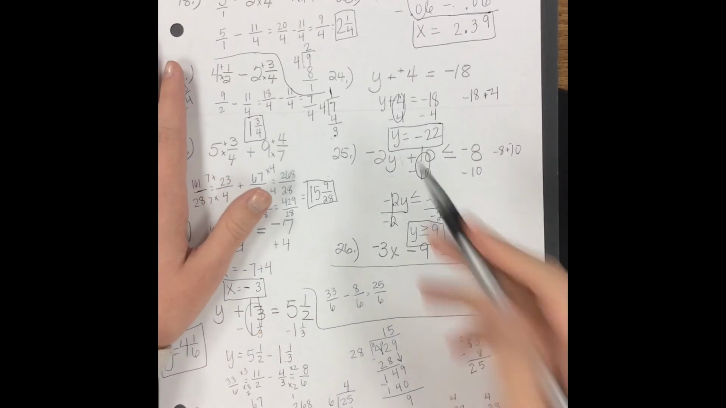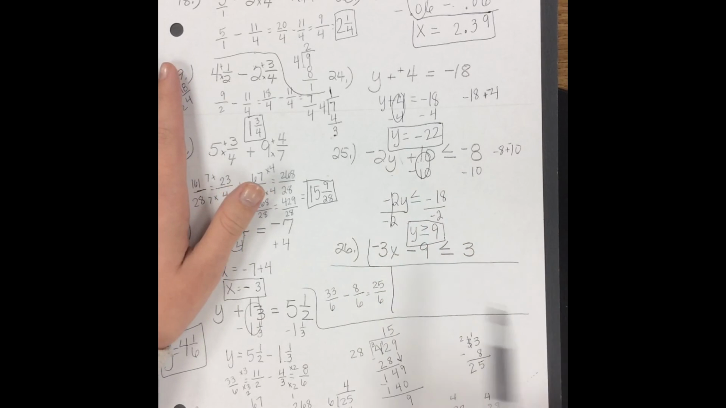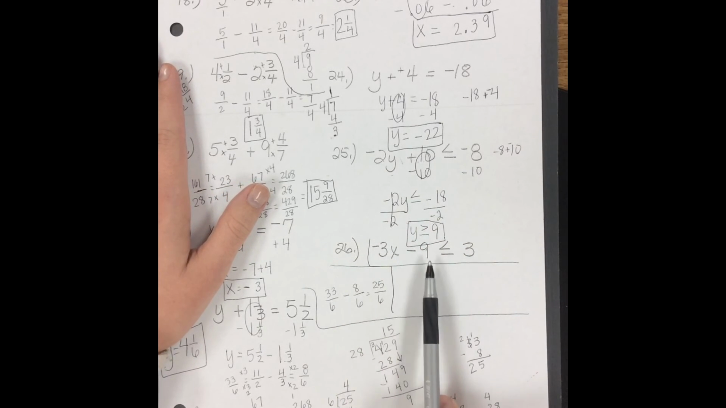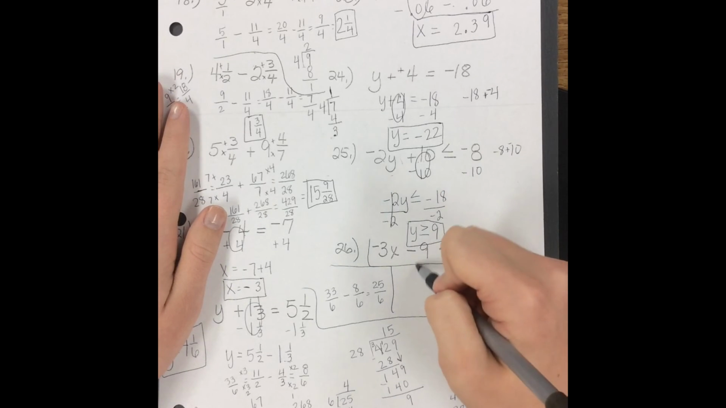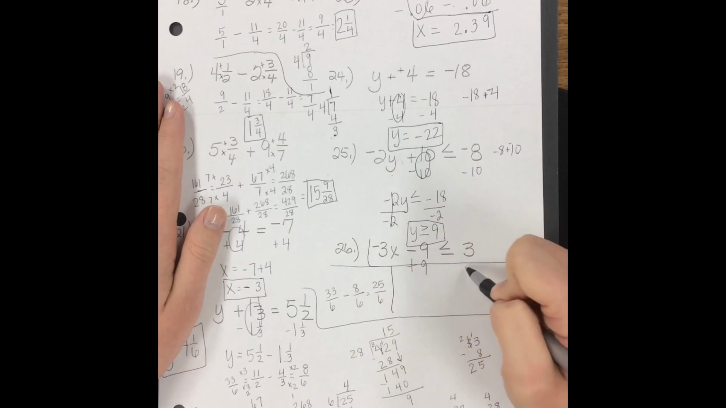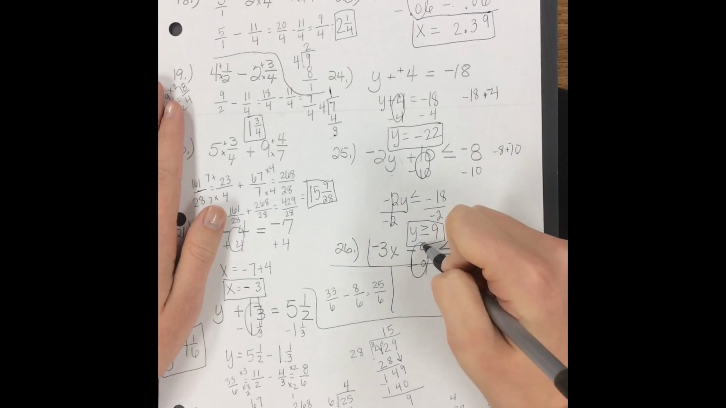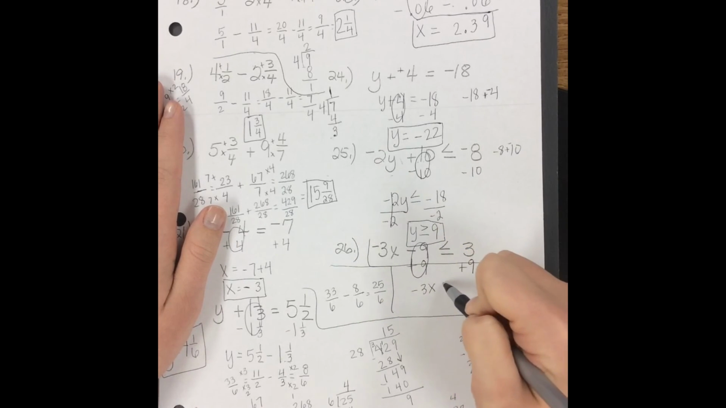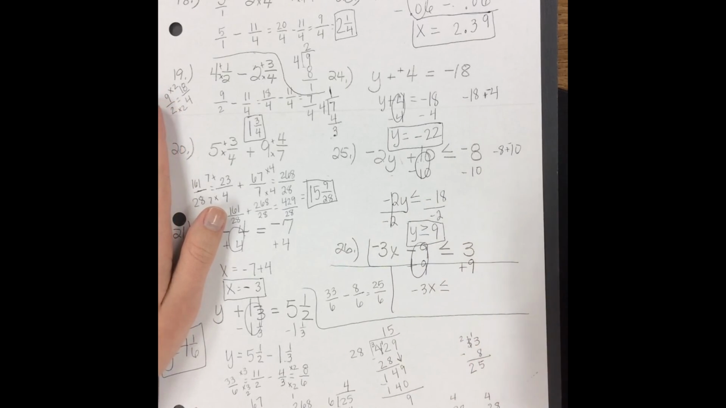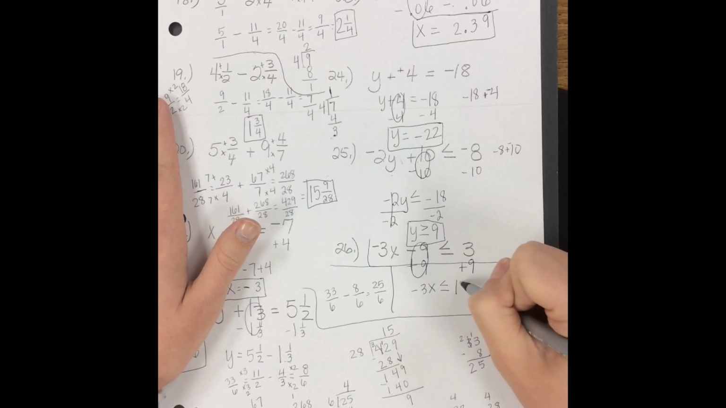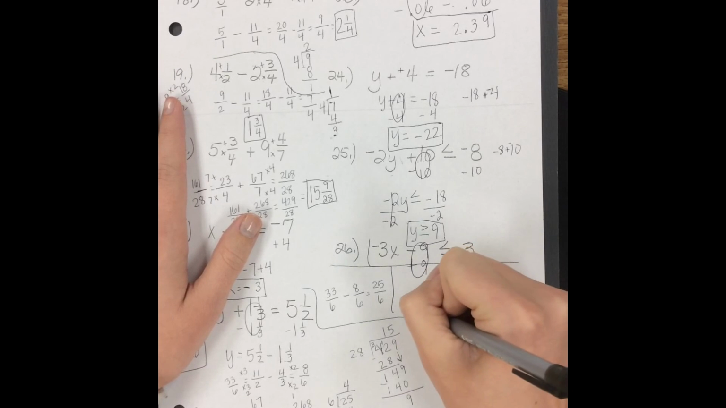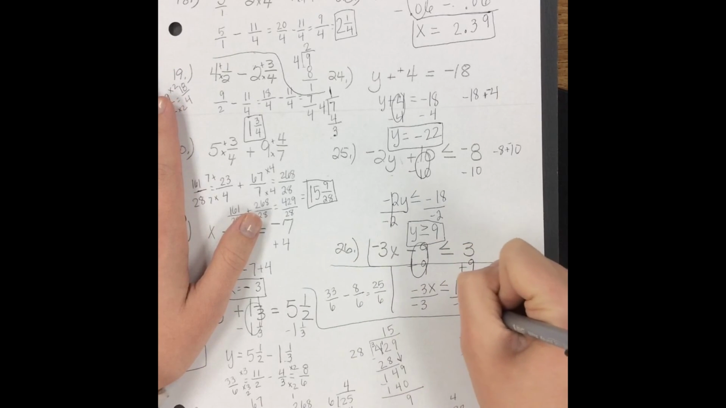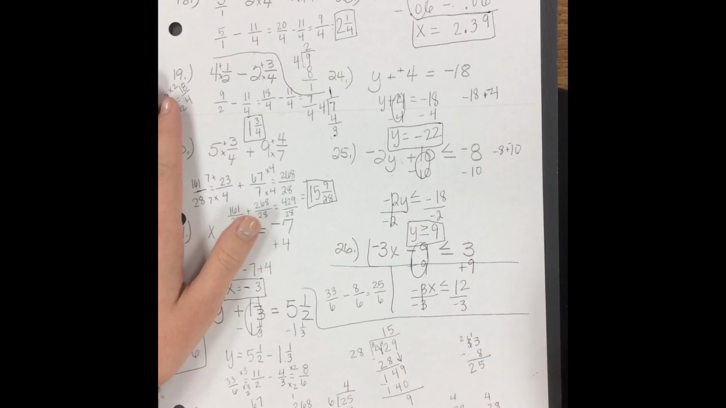All right, last one. Make sure we have enough room here. -3x minus 9 is less than or equal to 3. All right, so the inverse operation to move our constant would be plus 9. That becomes 0. So -3x is less than or equal to 3 plus 9 is 12. All right, now we are solving for x, but x is being multiplied by -3. So the opposite of multiplication is division. So divide by -3. That becomes 1.